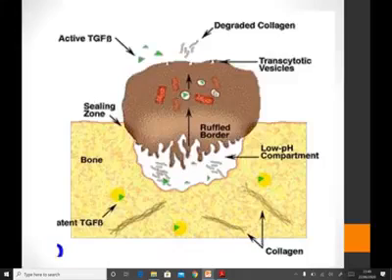Assalamu alaikum. Today we are going to talk about the formation and activation of osteoblasts, the bone forming cells, and osteoclasts, the bone resorbing cells.